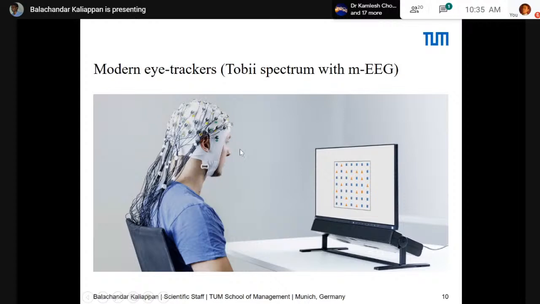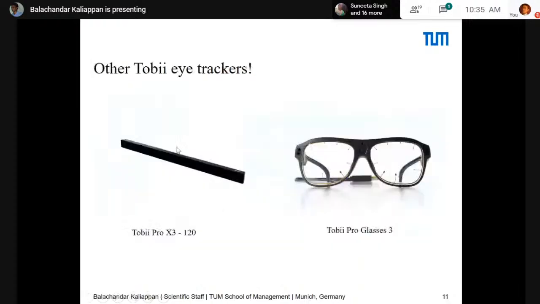And now this guy is looking at the monitor, and then he'll say how many orange triangles there are. The eye movements will be tracked by the eye tracker, and the brain waves will be detected by this EEG. And there are different eye trackers that evolved over time. This is the Tobii Pro X3, and this is available in our university.